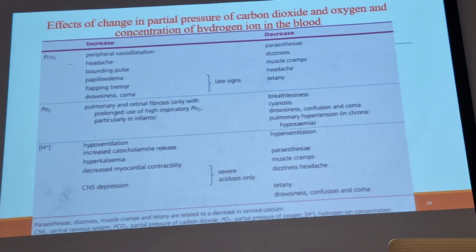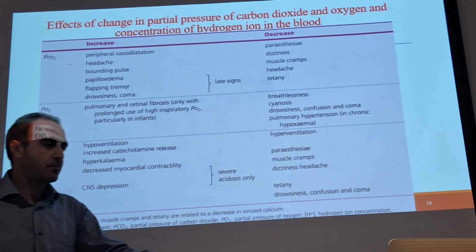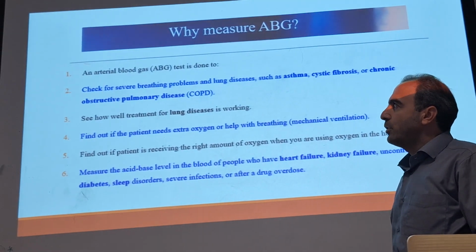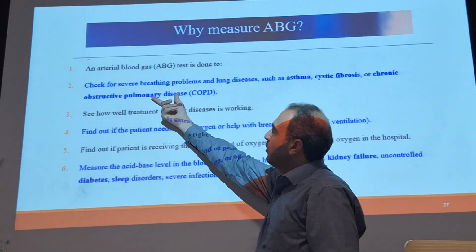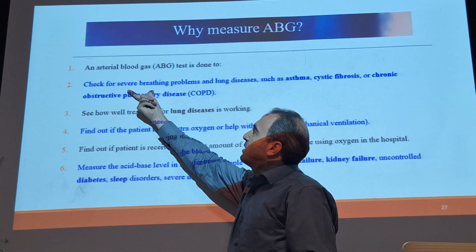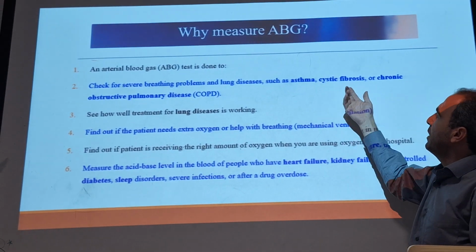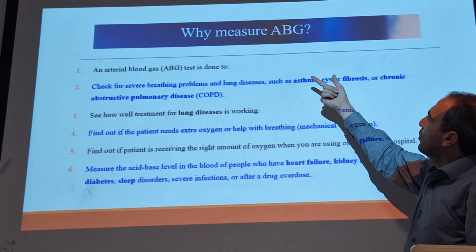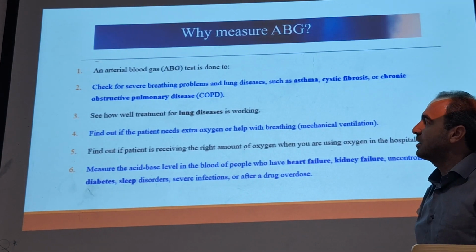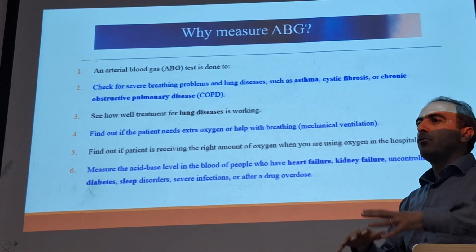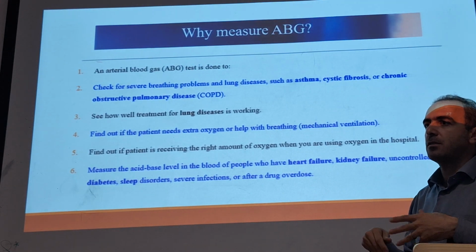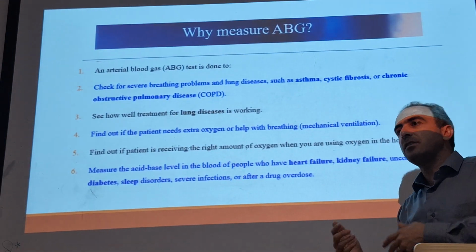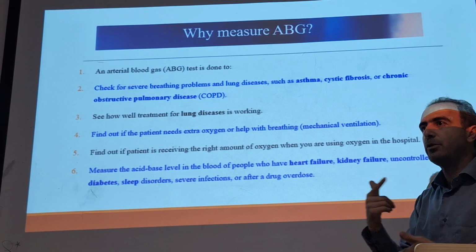First of all, why do we do ABG analysis? When we do ABG analysis, we are going to evaluate or check severe breathing problems in patients with COPD, or chronic obstructive pulmonary disease, or those with cystic fibrosis or lung disease. So for all kinds of respiratory or lung disease, we need to check it. When we start treatment, we follow whether it is working or not.